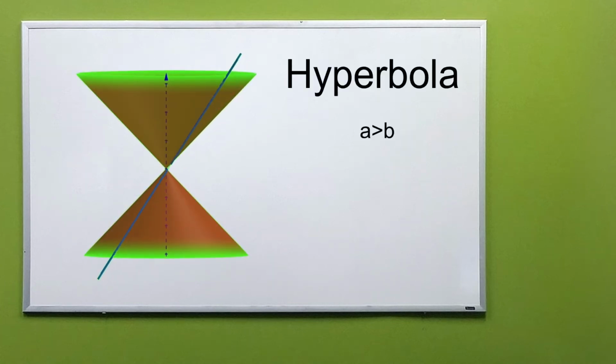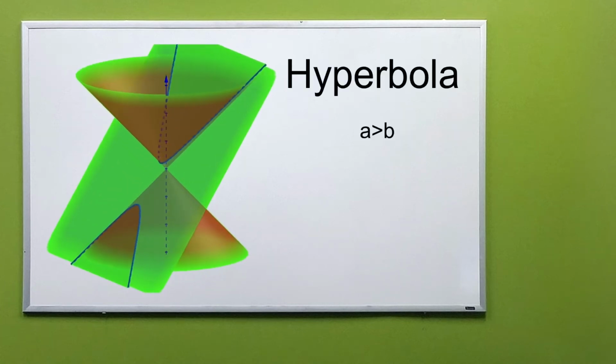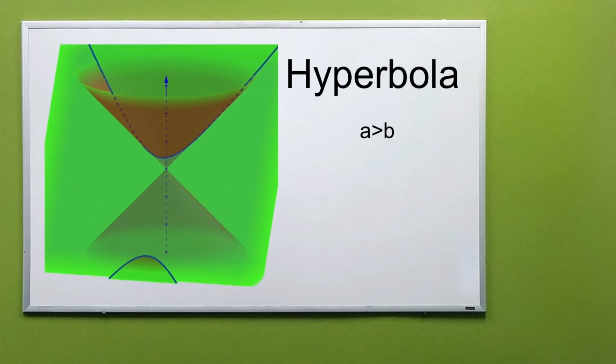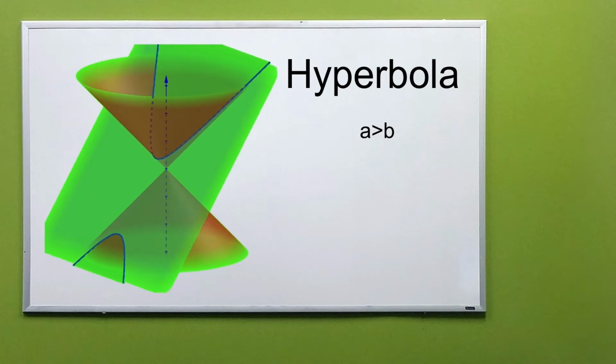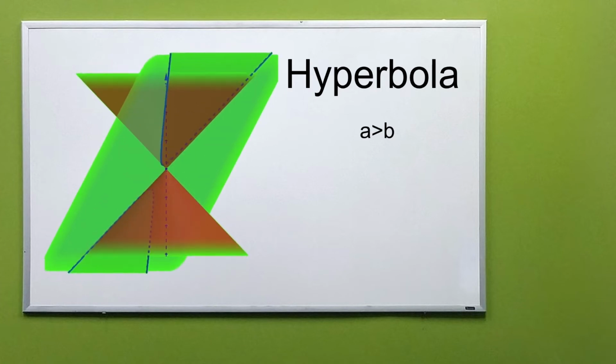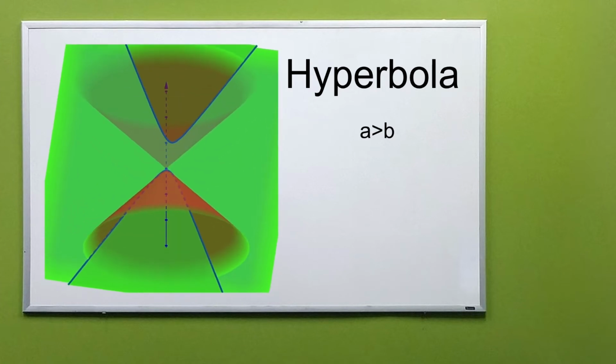When the angle between the plane and the axis is less than the vertex angle, then the plane intersects both the nappes of the cone, which forms two disjoint open curves that are called a hyperbola.